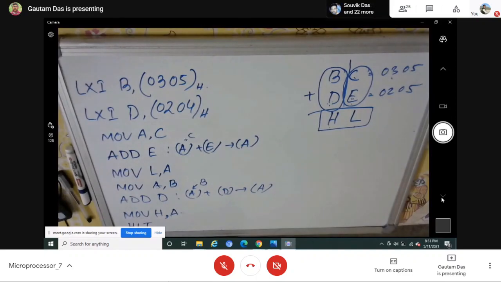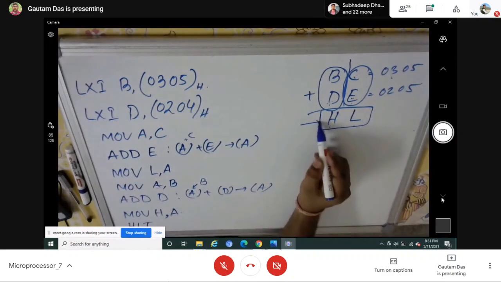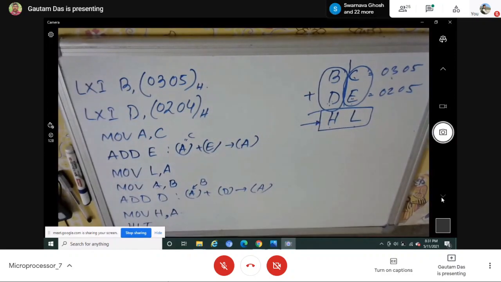But in an earlier class, somebody raised the question that if I do the addition in this manner, using this program, is it possible to get the correct addition result in HL always? Can we get the correct addition of these two 16-bit data in HL always or not? Can we get? No, sir. Why not? Sir, maybe C and E produce some carry and that may cause an error.